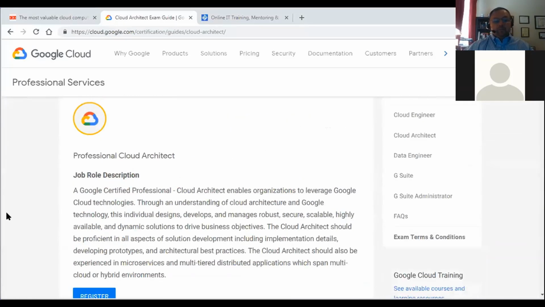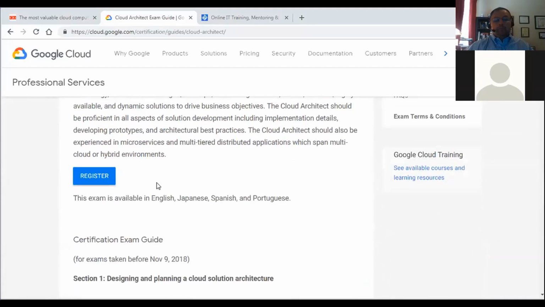again, this is pretty much what the description is. I'm not going to spend time reading it to you. I'll let you do that on your own. But I want to point out some areas that have changed since the previous version to the new version. This exam was just updated November 9th.